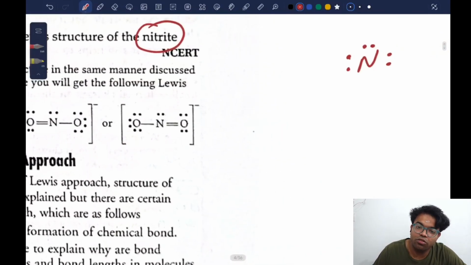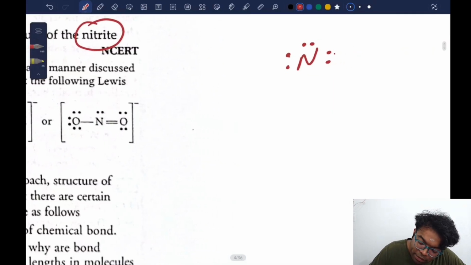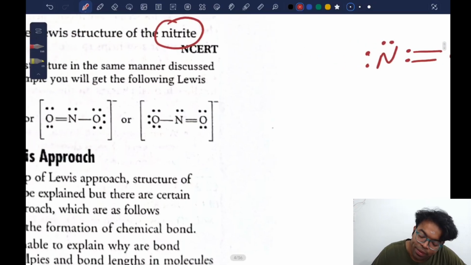Now, what is going to happen? Nitrogen only needs to form how many bonds? It needs to form 3 bonds to make it stable, right? So how does it look like? See, here it can form a double bond with oxygen, thus satisfying the needs of oxygen. This oxygen's needs are satisfied. Now what is going to happen here? This nitrogen is going to form one single bond with this oxygen.